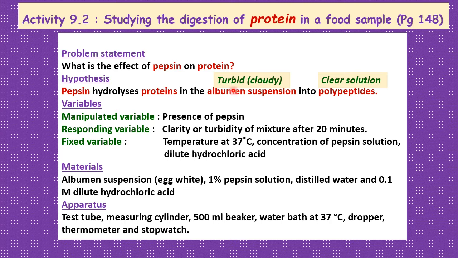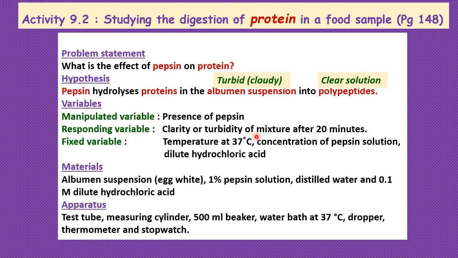So albumin is something like the white of the egg, which contains proteins in it, and our hypothesis is that the pepsin will break down the protein to form simpler molecules called polypeptides. So our manipulated variable is presence of pepsin, and responding variable is clarity or turbidity of mixture after 20 minutes. Now, turbidity means the cloudiness of the mixture.